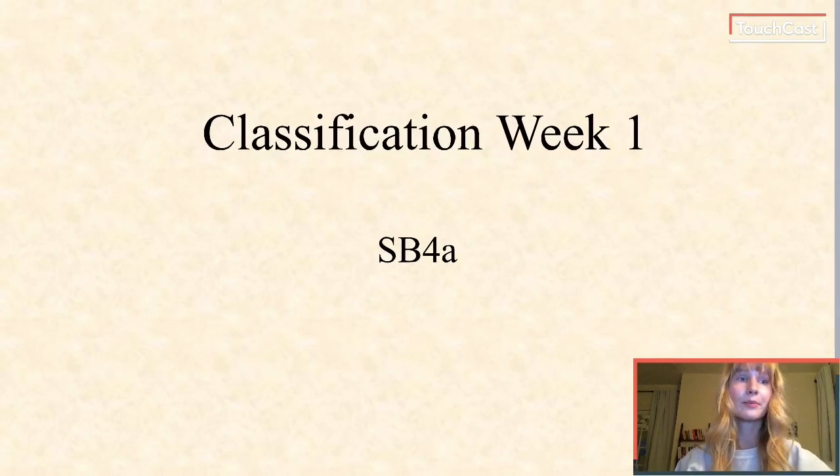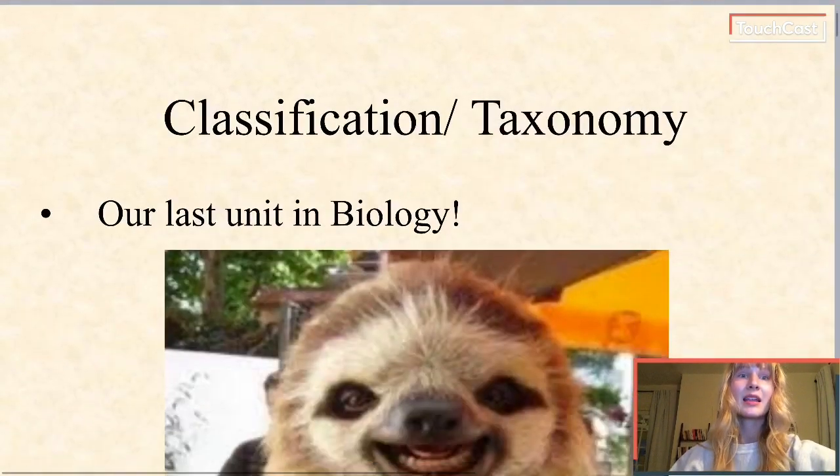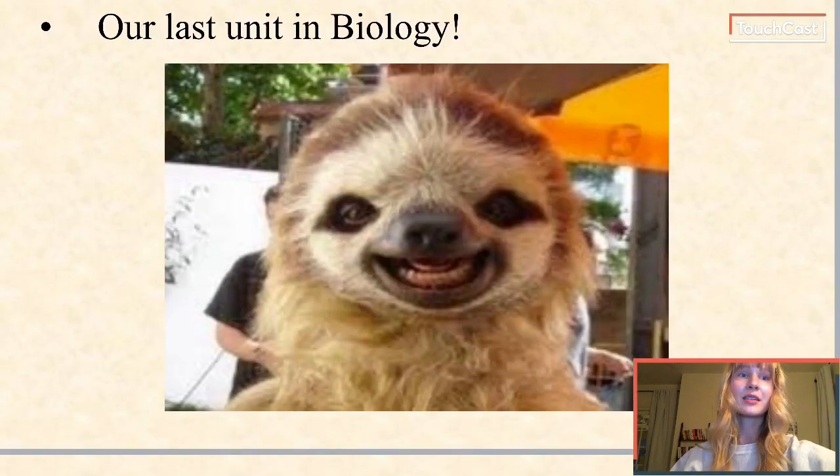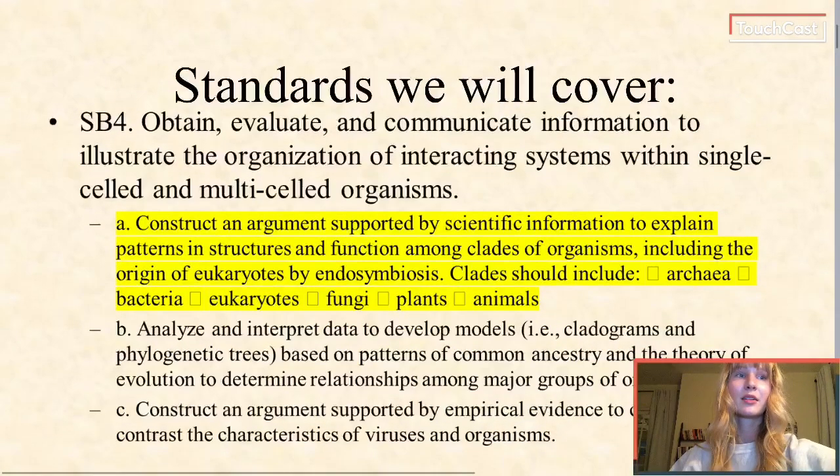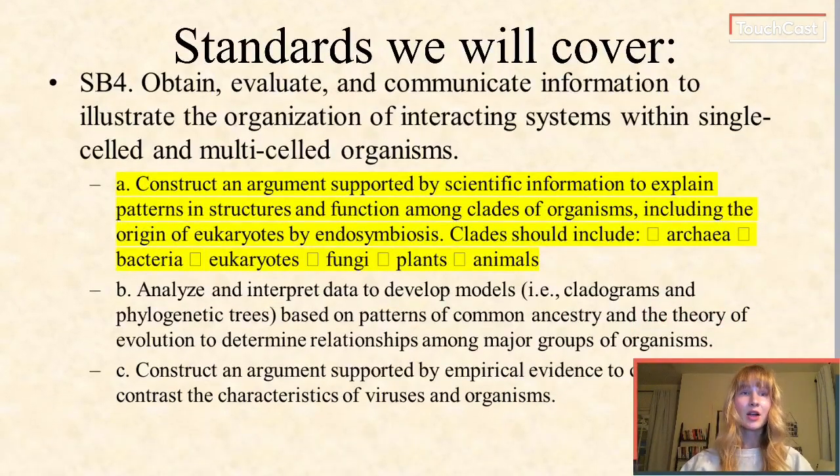All right, so classification week 1, SB4A. This is our last unit in biology, with a sloth picture for your viewing pleasure. And here are the standards that we will cover. SB4 is: obtain, evaluate, and communicate information to illustrate the organization of interacting systems within single-celled and multi-celled organisms. So basically living things. A, B, and C, 3 elements, 3 weeks.